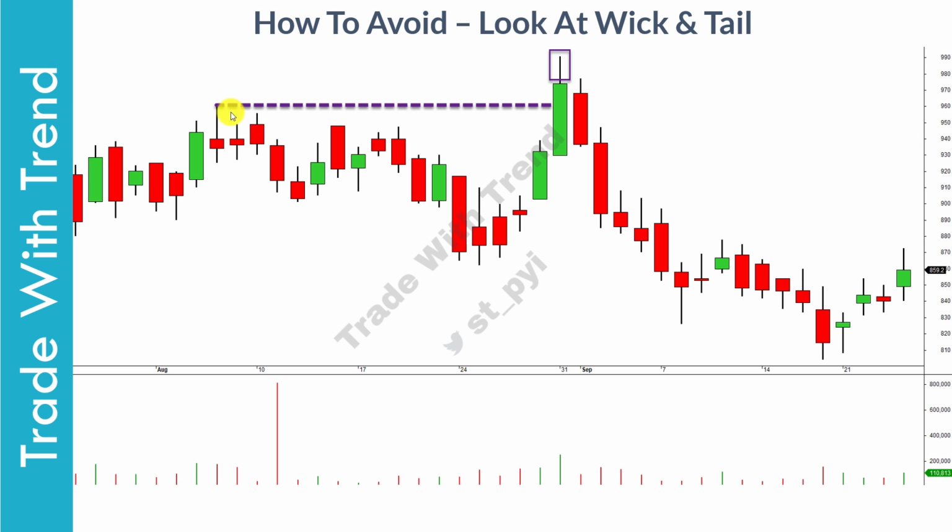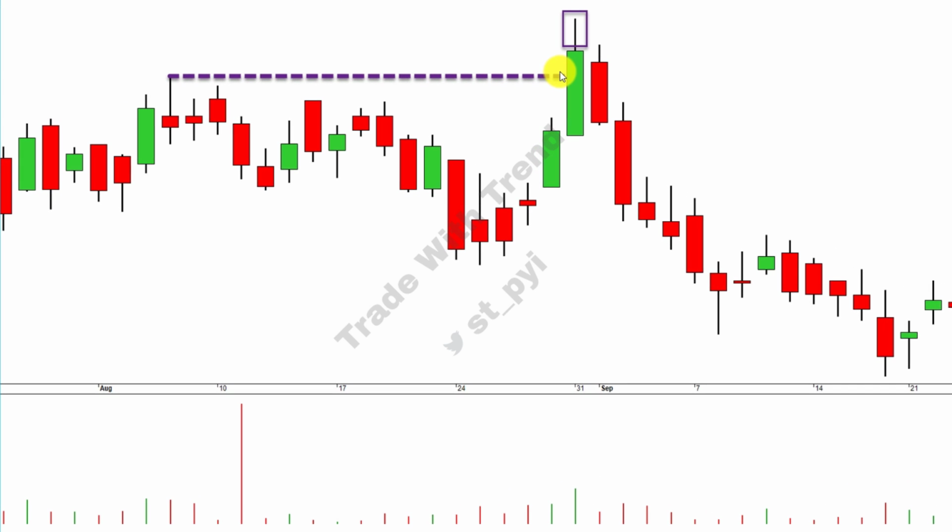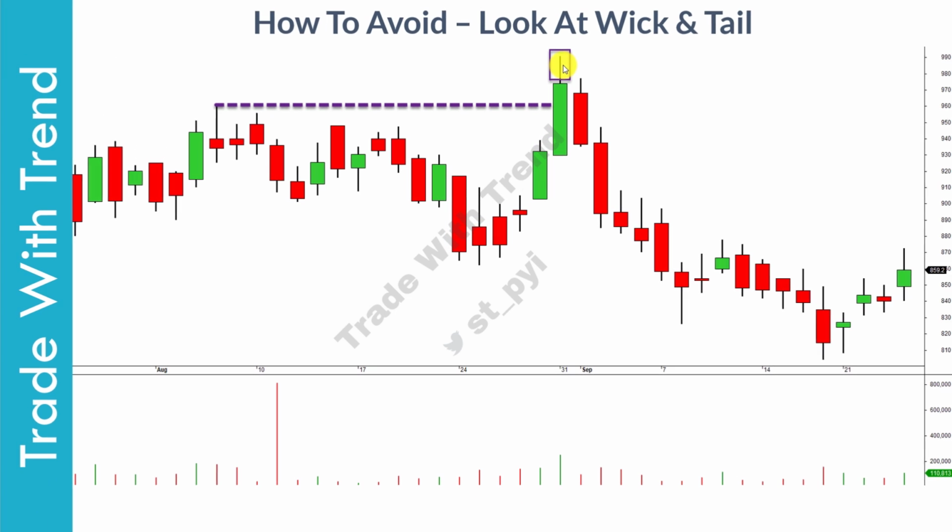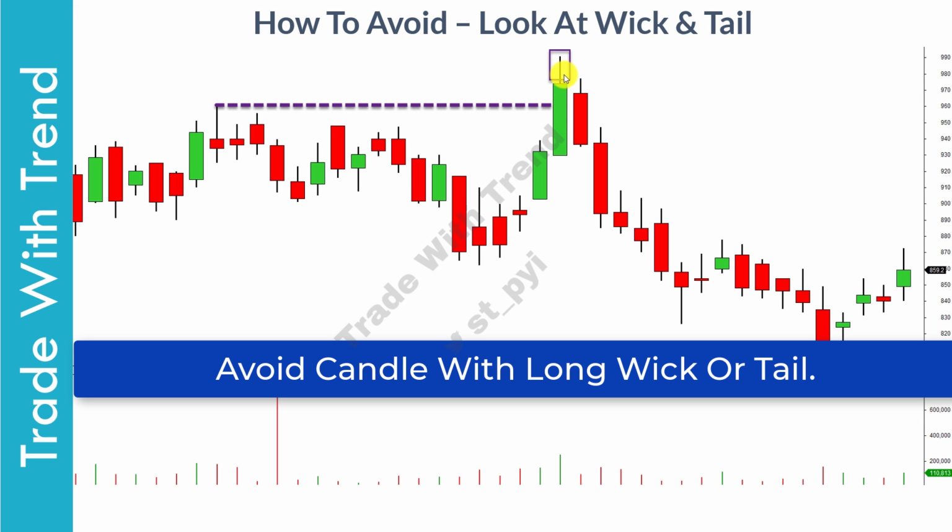If you look at this chart, this is a clearly established resistance level, and then you get a breakout candle where price moves above this range. Just take a look at this candle here. This candle clearly has a long wick. This means that as price was moving higher, there were strong sellers present here, and they then drove prices lower. So if you find a breakout candle that has a long wick, always avoid that trade.